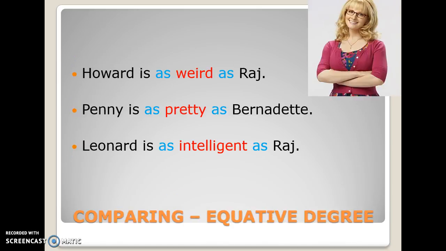When you want to compare two people or two places or two things and express that they are at a similar level, then you are going to use a comparative of equality, and you're going to use the words as, then the adjective, and then as again. For example, Howard is as weird as Raj, Penny is as pretty as Bernadette, and Leonard is as intelligent as Raj.